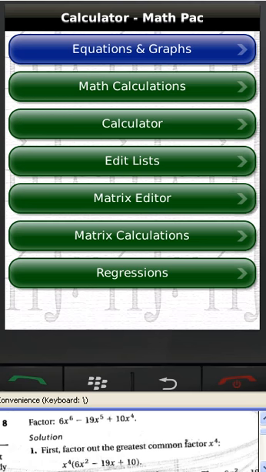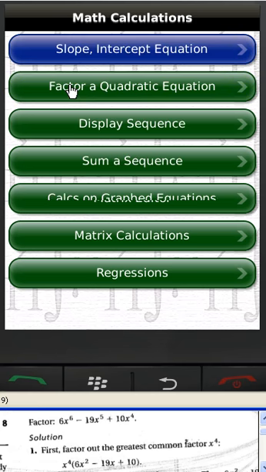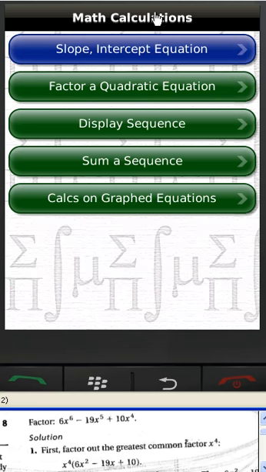Welcome to How to Factor a Trinomial. We begin from the home screen by clicking on the button Math Calculations. Once we click on the Math Calculations button, it brings me to the Math Calculations screen. You'll notice that the second option is Factor a Quadratic Equation.